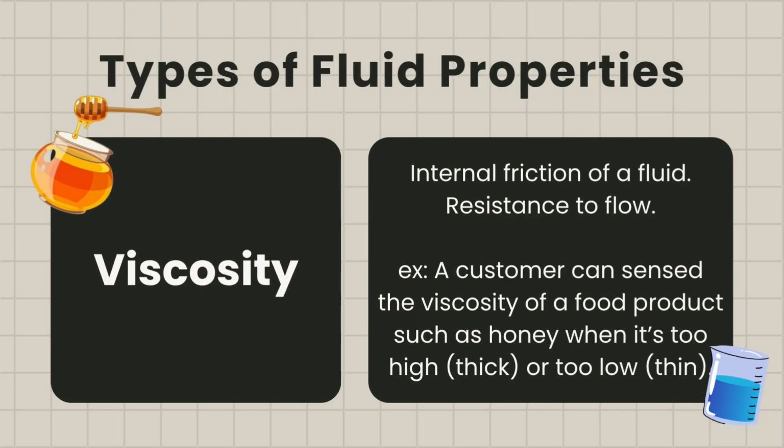The first type of fluid property is viscosity. Viscosity is the internal friction of a fluid caused by molecular attraction which makes it resist a tendency to flow. For example, a customer can sense the viscosity of a food product such as honey when it's too high or too low.